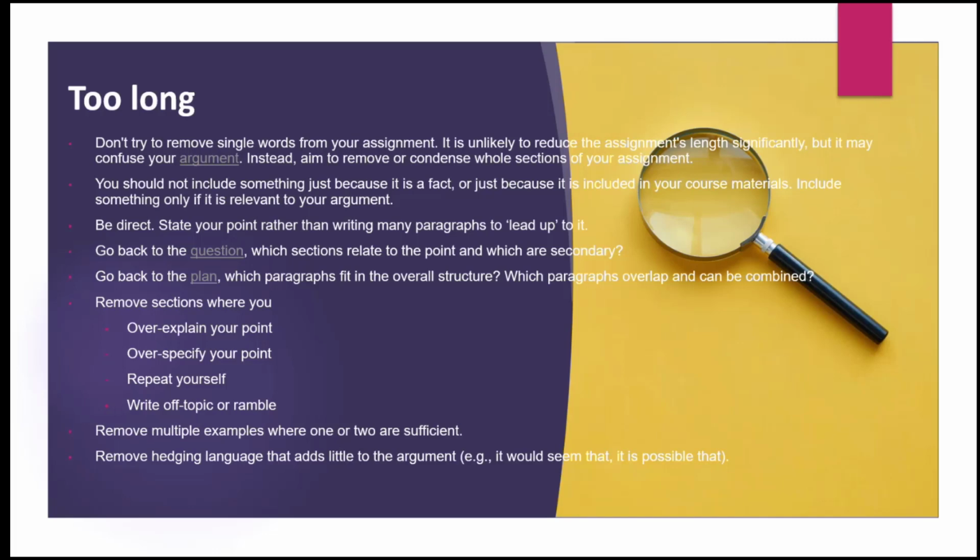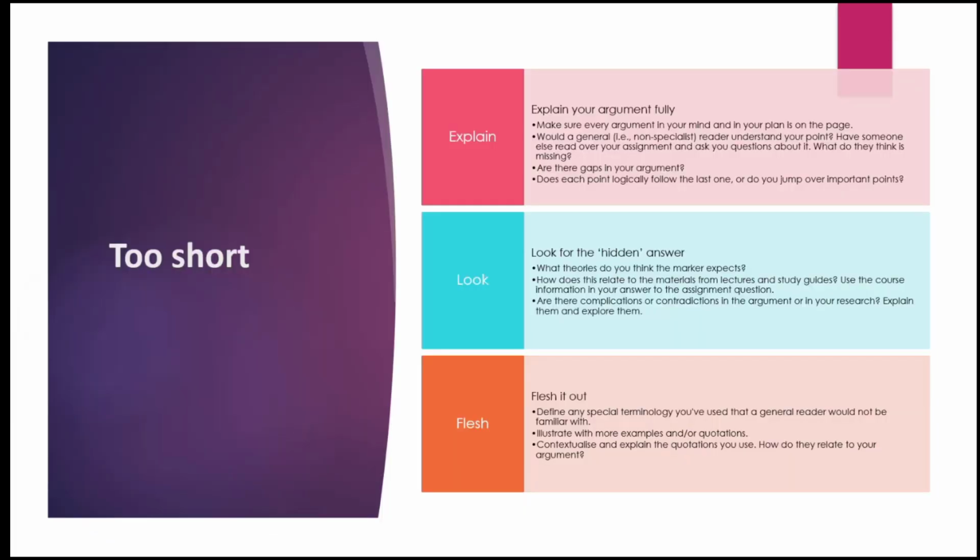All right, let's continue. Thank you so much for the 5 minutes break. Now that we've looked at how to edit or how to make sure we reduce those word counts or what to take into consideration, let's say you are too short of words. So maybe you were supposed to write up to 2,500 words and you're somewhere around 1,500. That's too short, right? So how do you really add onto your words so that you're close to the word count? So you want to explain your argument fully. So make sure that every argument in your mind and your plan is on the page.